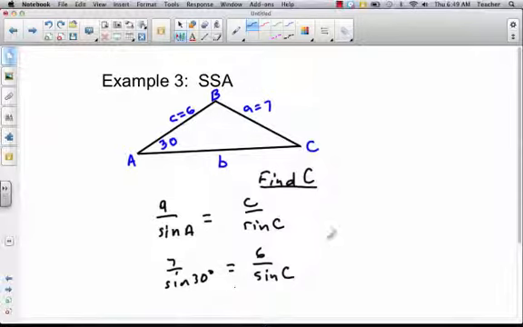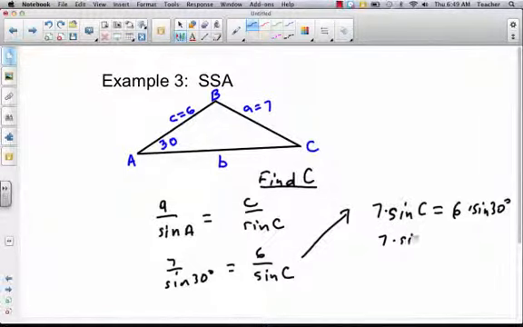So when we cross multiply this time, I'll write it over here. When we cross multiply, we will end up with 7 times sine of C is equal to 6 times sine of 30. Now this is a special case in that 6 times sine of 30 is 1/2 times 6, so I'm just going to write 3. We'll divide by 7 because we need to isolate sine of C. And so sine of this angle C is equal to 3/7.